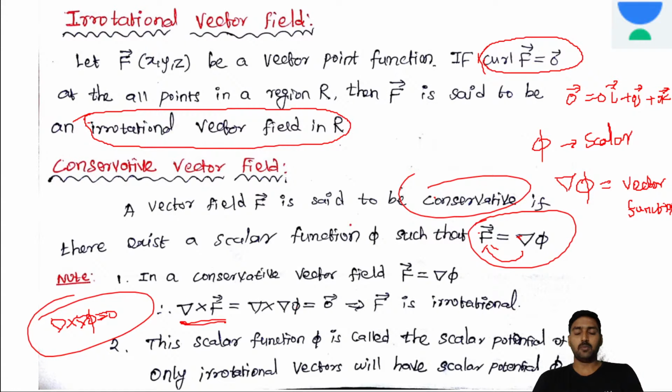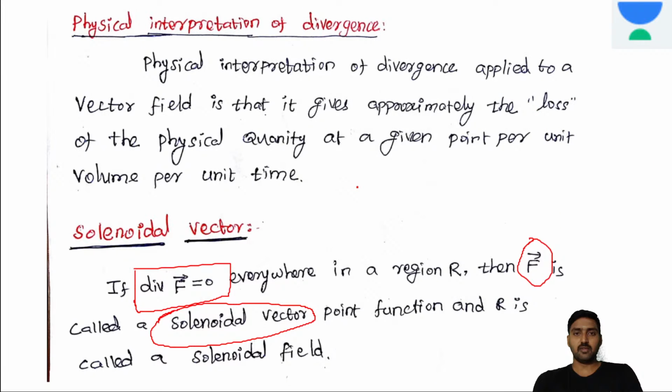So from these two points we can conclude the following. One: if the divergence of the vector field function, that is del dot F vector, is equal to 0, then F vector is called a solenoidal vector. Solenoidal vector. So we are going to discuss the previous questions with this topic.